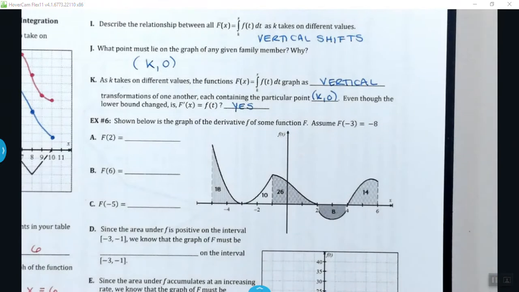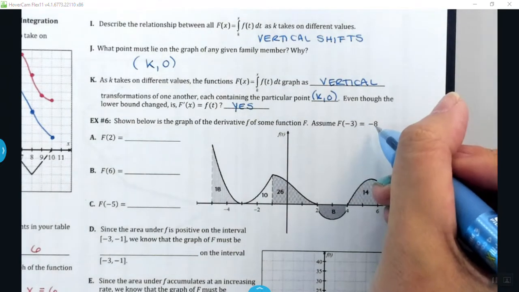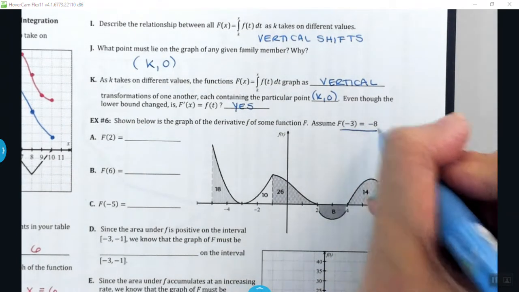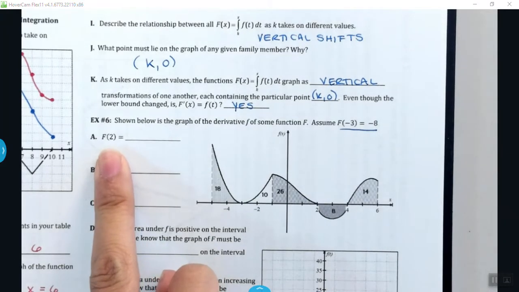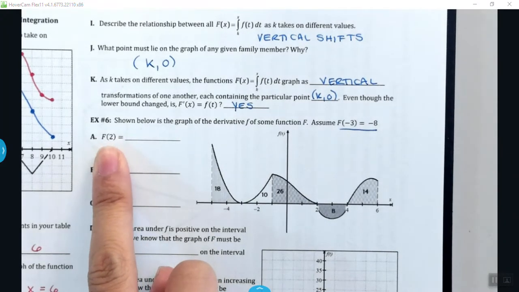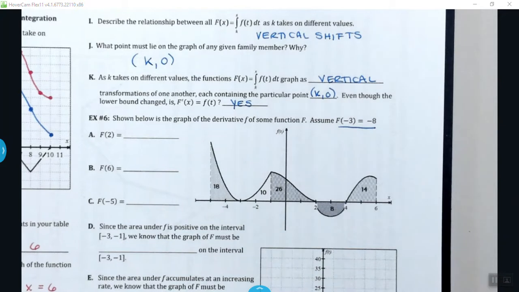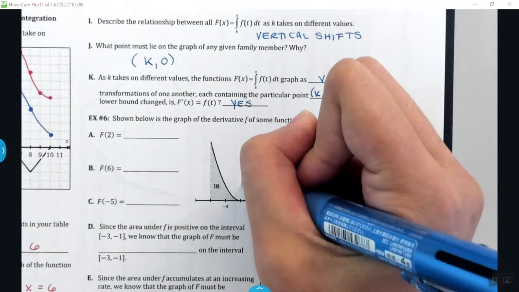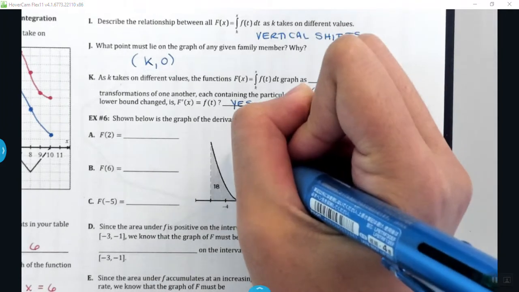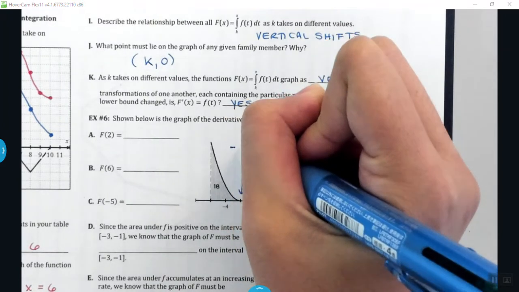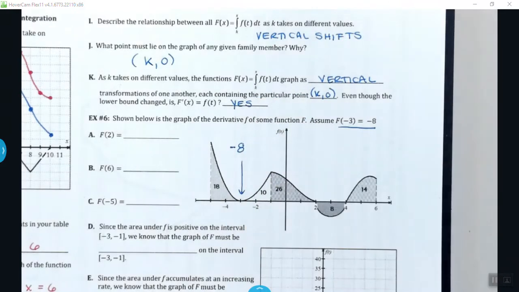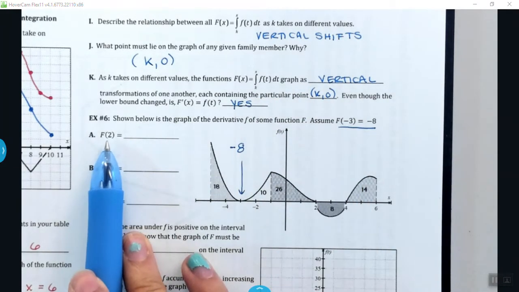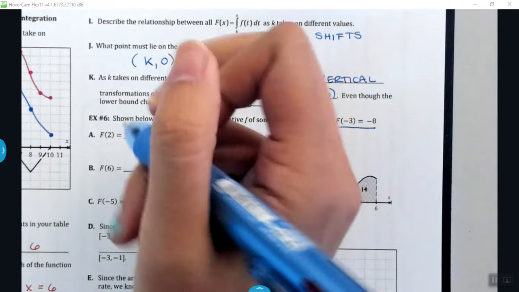Okay, let's just do the first part of this problem at least. You're assuming f of -3 is -8, so it's giving you an initial condition, and it wants you to find f of 2. So knowing that I start here at f of -3, my y value is -8. If I'm going from -3 and I want to find f of 2, what do I do to the -8?